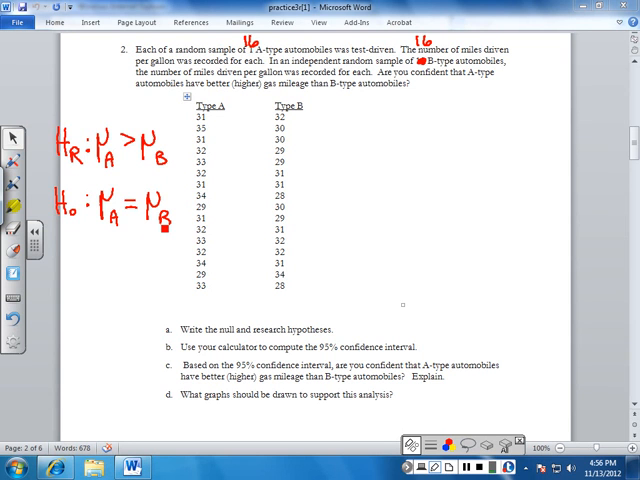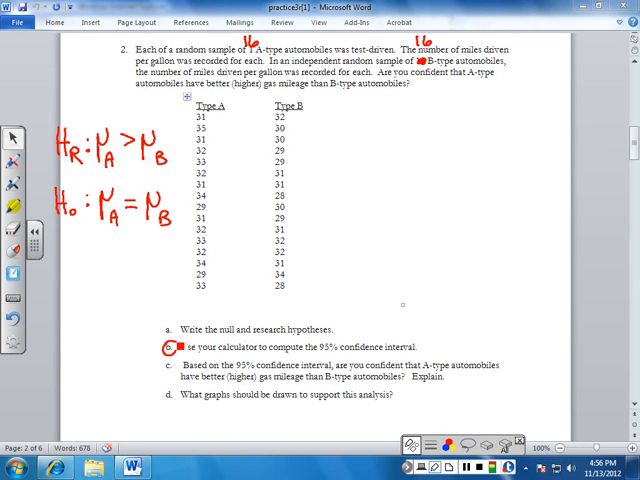So it says here we're going to use our calculator to compute the 95% confidence interval. A couple of things. It's two separate samples, so this is going to be a two-sample T interval. If we were doing a test, it would be a two-sample T test. So we know it's two separate samples. This isn't any kind of matching. We have 15 type A cars and a separate 15 type B cars.